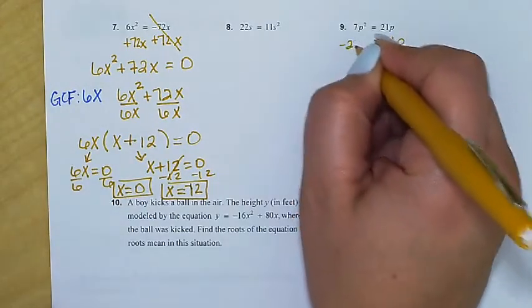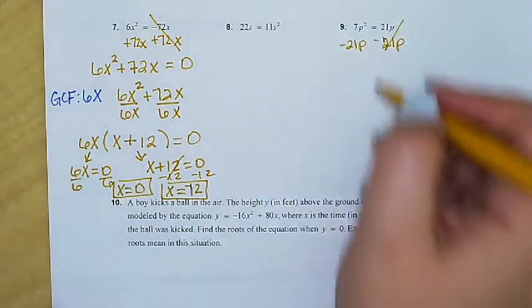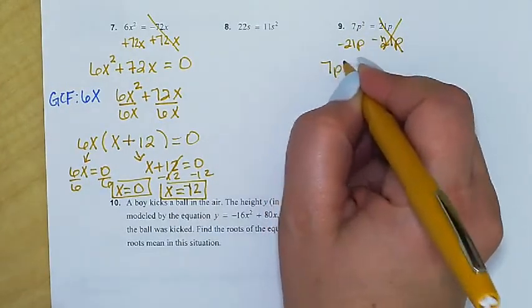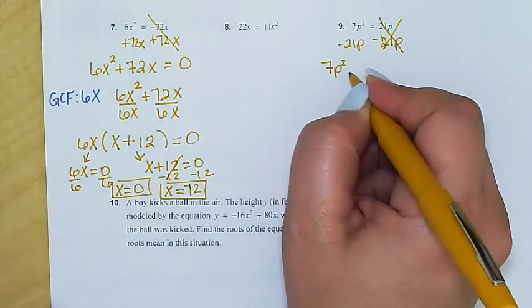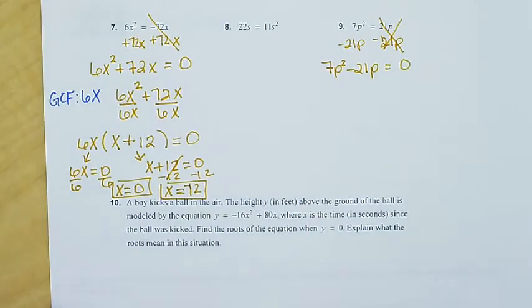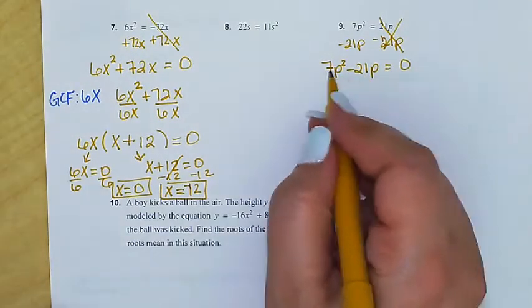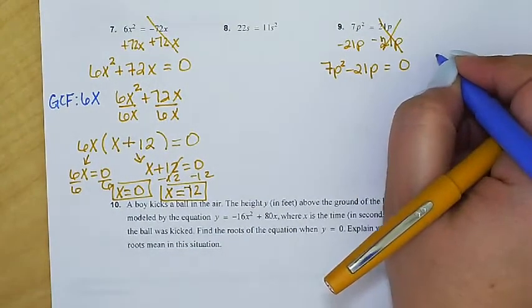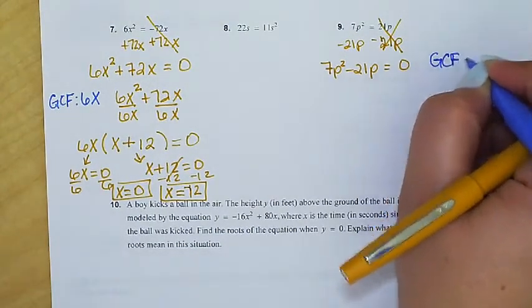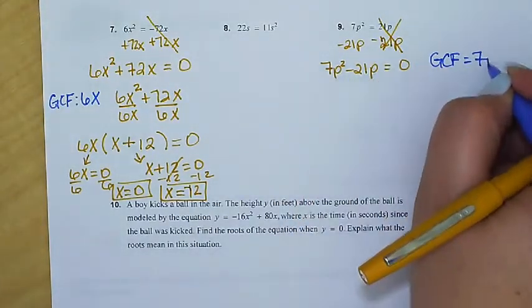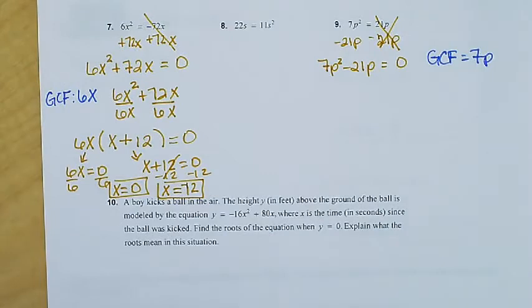So I'm going to subtract 21p on both sides. These are not like terms, so I leave them right next to each other. 7p to the second minus 21p. Nothing on the right now since I moved that. I'm going to look for a GCF here. So what goes into 7 and into 21? That would be 7. And as far as the variables, the lowest power is my greatest common factor. So 7p is going to be my GCF.